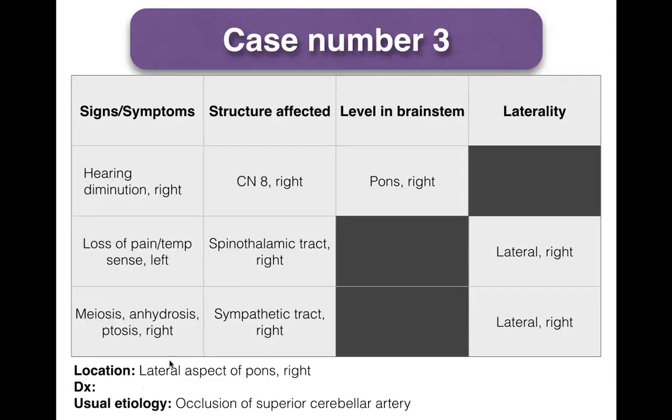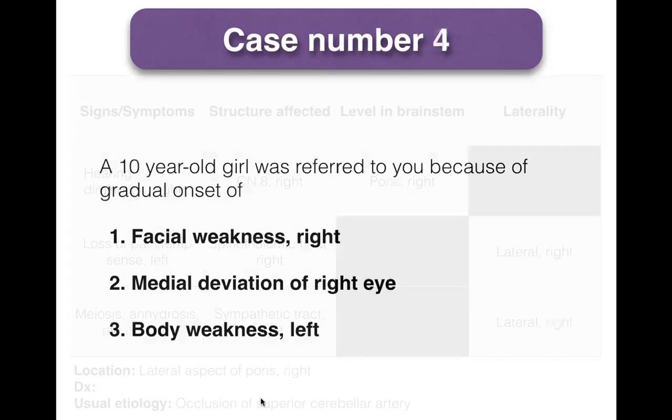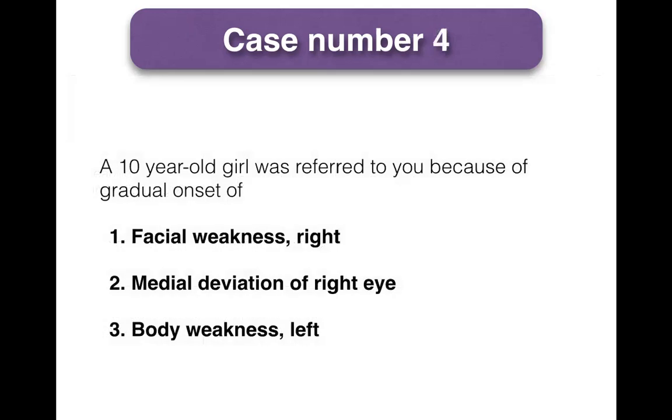Let's go back a little bit. Now this part of the pons is innervated by the superior cerebellar artery. So you can attribute this to occlusion of the superior cerebellar artery. Okay, so number 4. A 10-year-old girl was referred to you because of gradual onset of facial weakness. The entire half of the face has been paralyzed. Medial deviation of the right eye and body weakness on the left side.